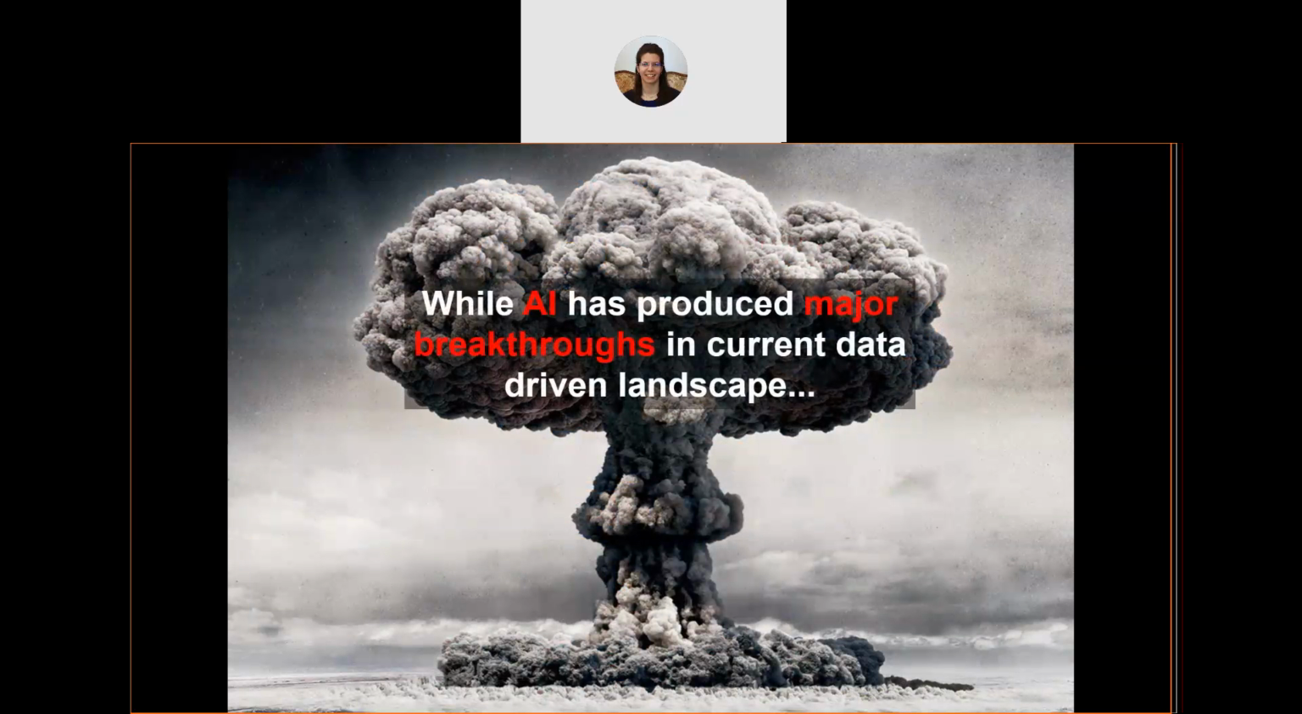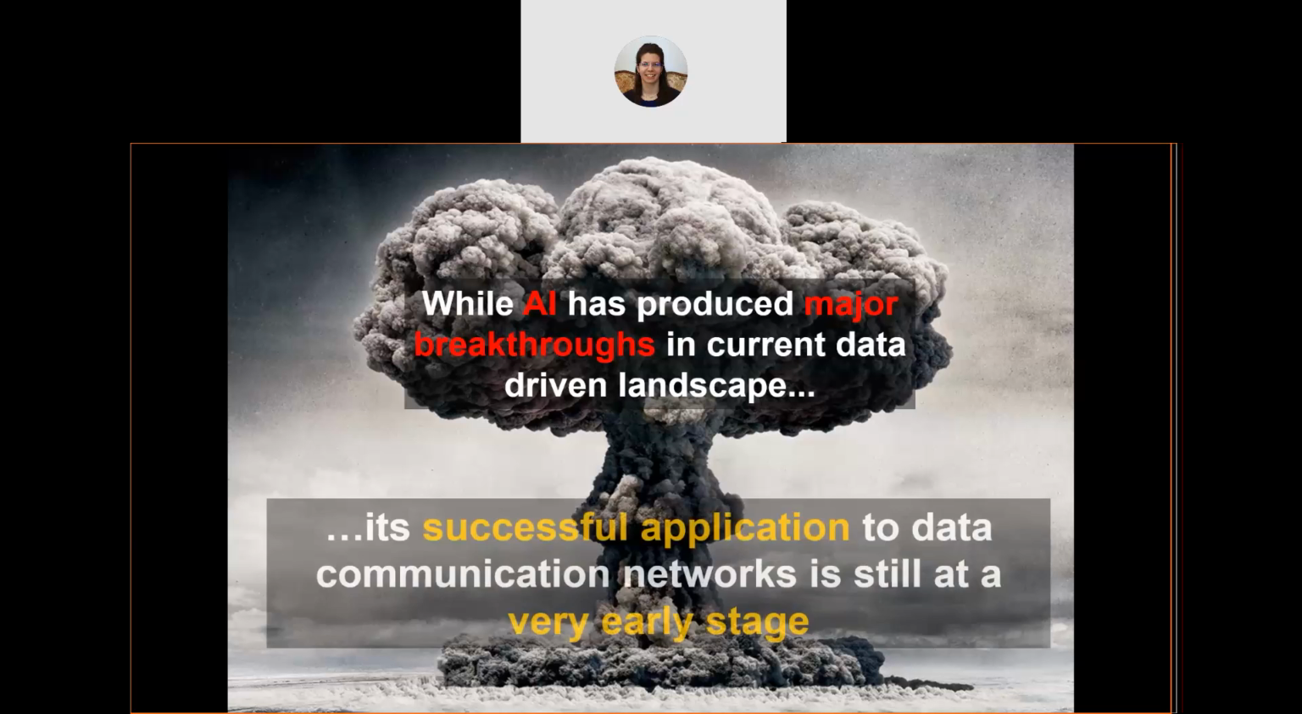We all know that AI has produced major breakthroughs in the current data-driven landscape. We see this in image processing, natural language processing, self-driving cars, and a lot of different domains that are well known to everybody. But when it comes to data communication networks, of course we are doing many things and using many solutions, but overall we are not seeing the same level of success as in these other domains.